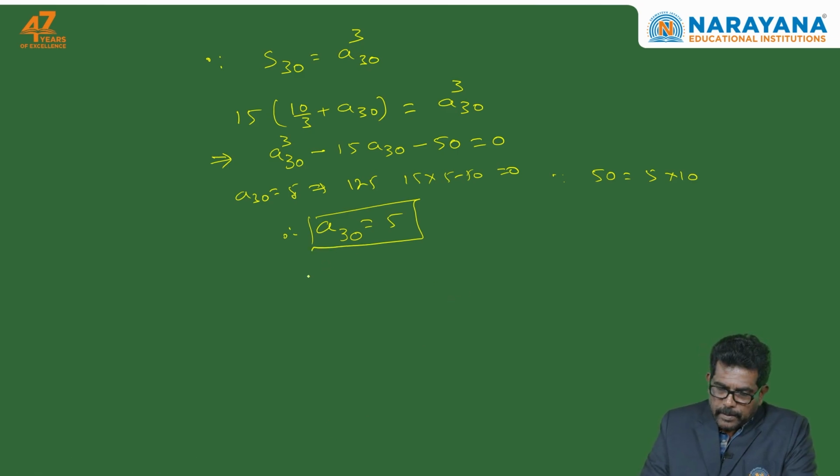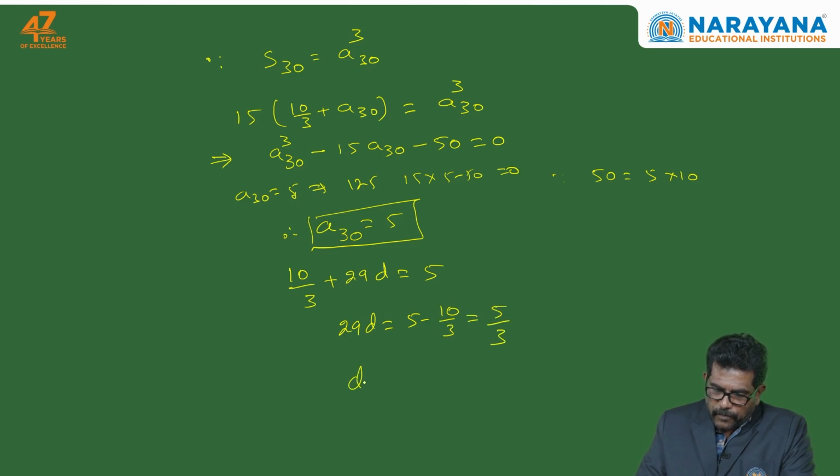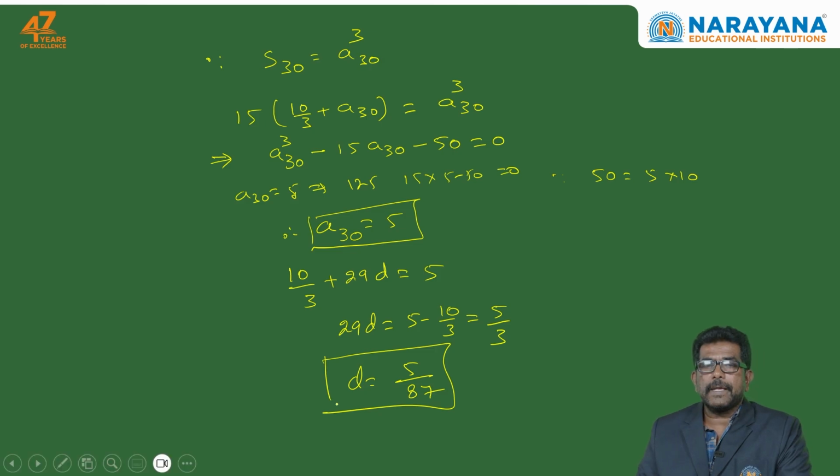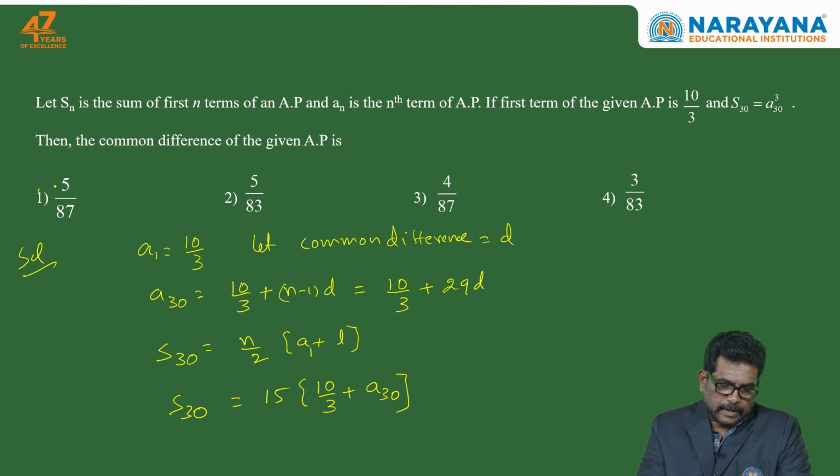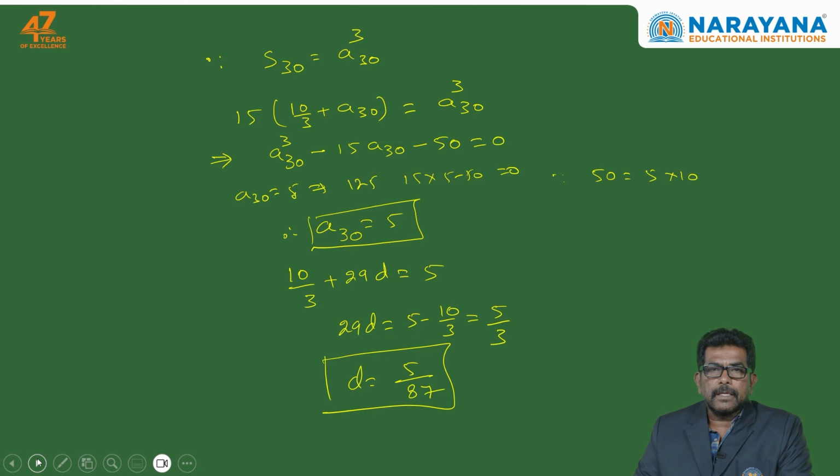Now, for A30 we have the formula: A30 is 10 by 3 plus 29D, equal to 5. From this, 29D is equal to 5 minus 10 by 3, which is 5 by 3. Therefore, D is equal to 5 upon 29 times 3, that is 87. D is equal to 5 by 87. Observing the options, the first option is right. Frequently in JEE Mains, this type of question is asked.